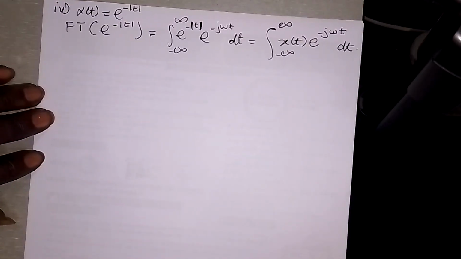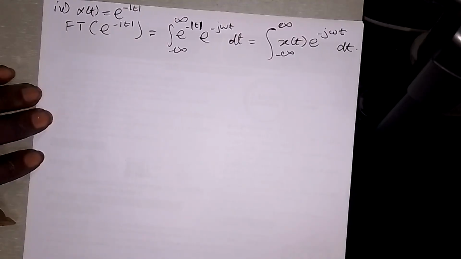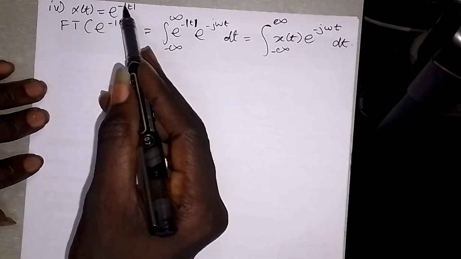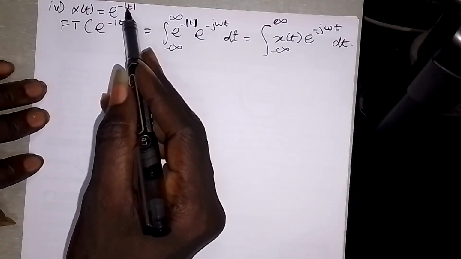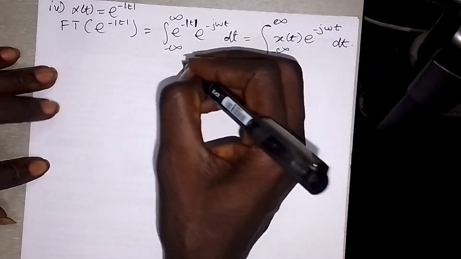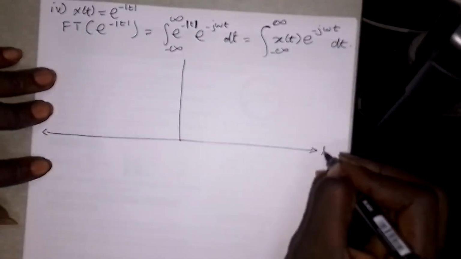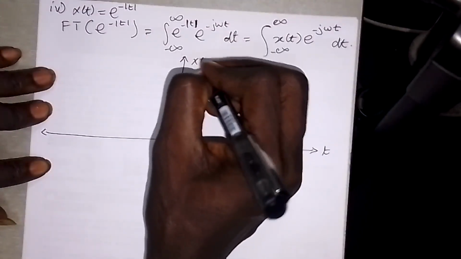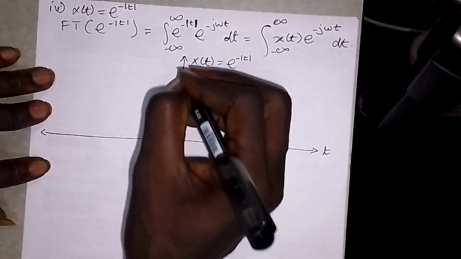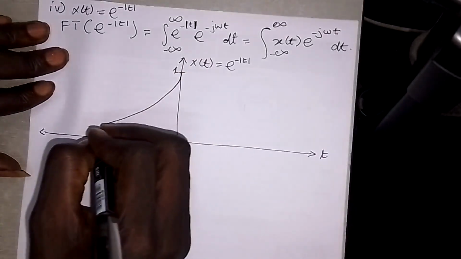So now the most important thing is that we should be able to realize our curve, our graph, to help us further. When the exponent is mod, that means we must take the positive and the negative aspect. So if we're drawing the curve, here is t, and here is x of t, which equals e to the minus mod t. The highest amplitude here will be 1. So that part of the curve will be like this.